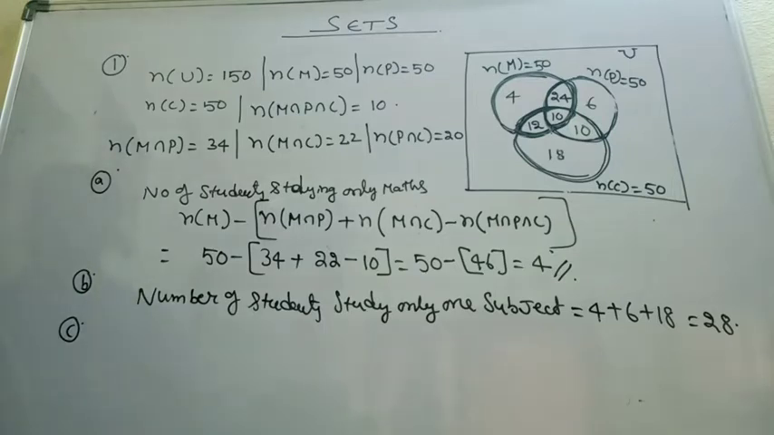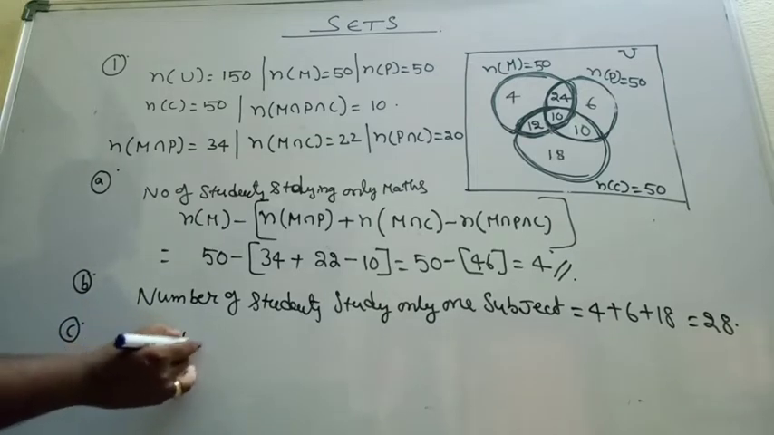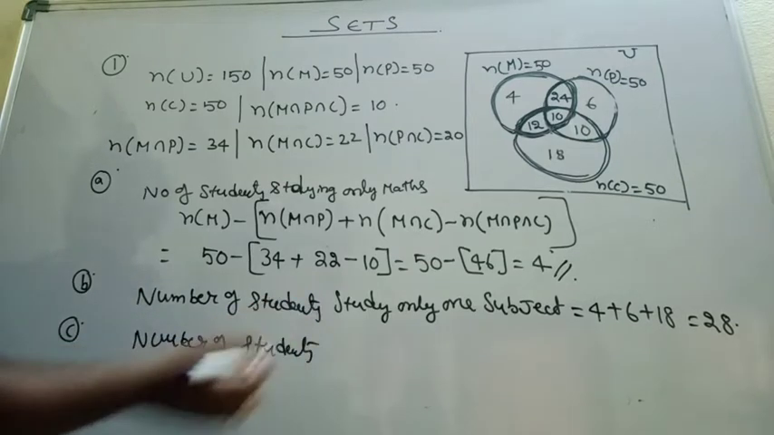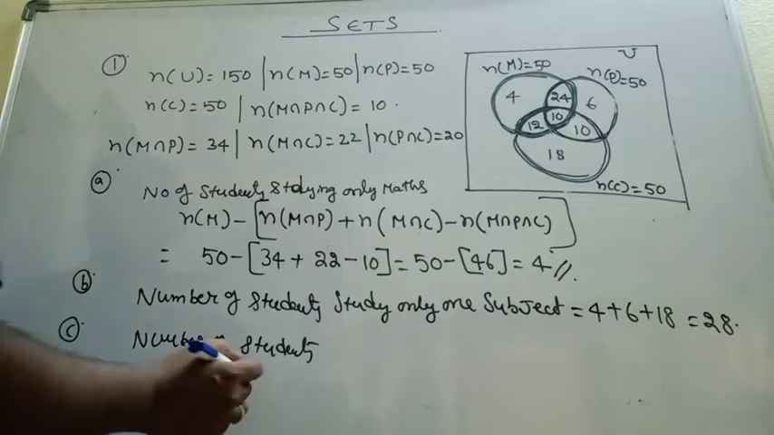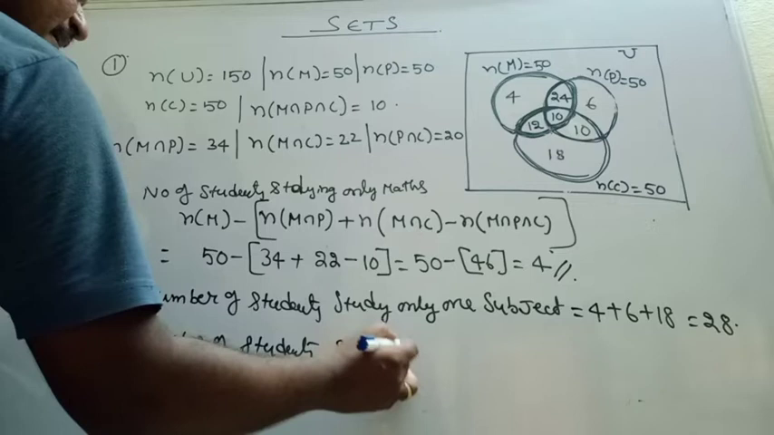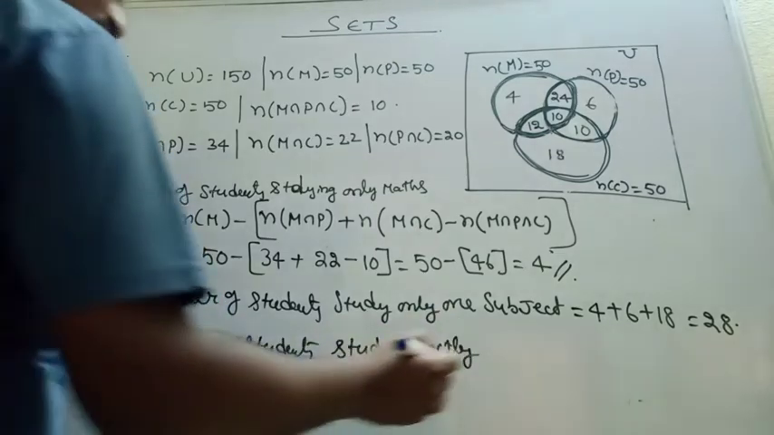Now the third one: find the number of students who study exactly two of the subjects. Number of students who study exactly two of the subjects.